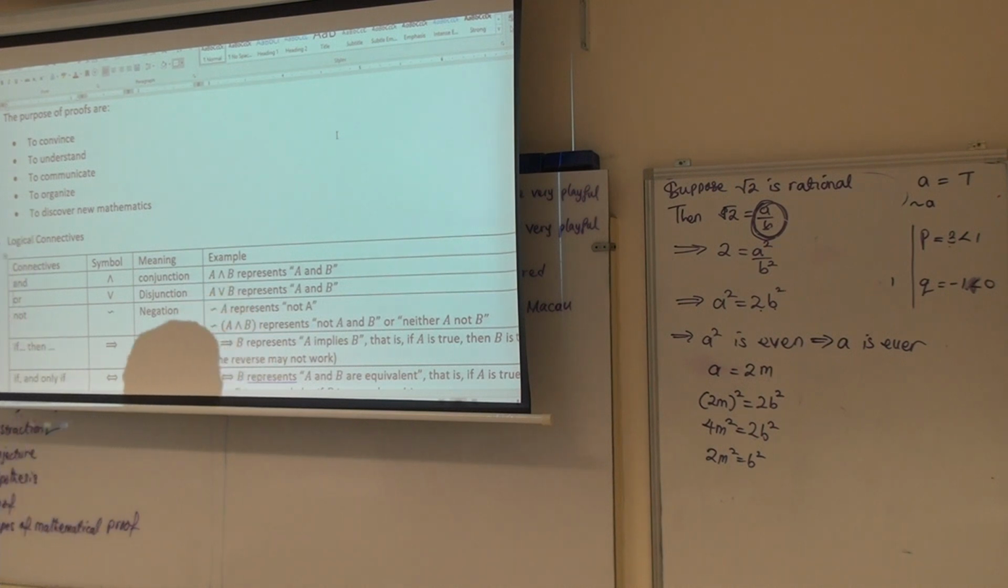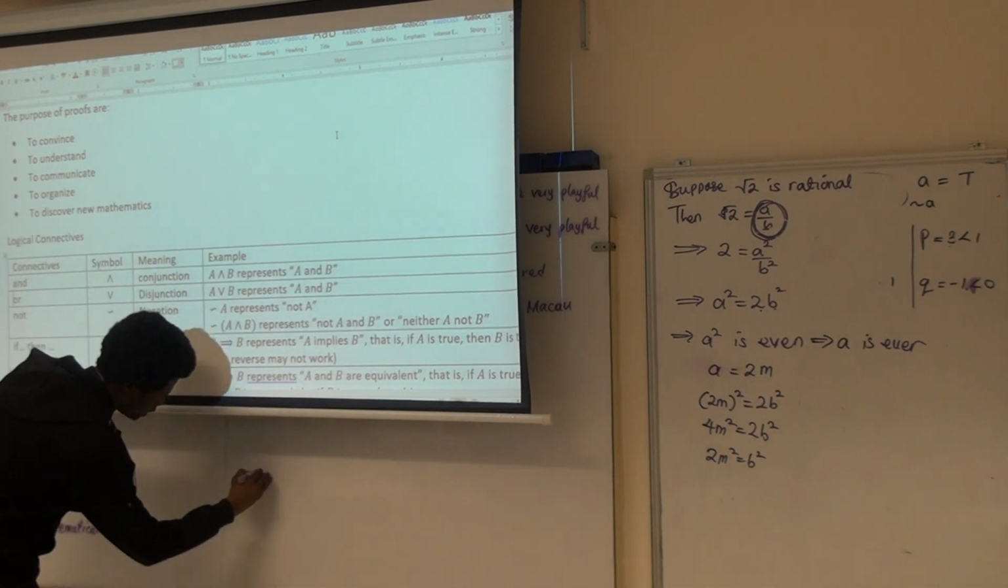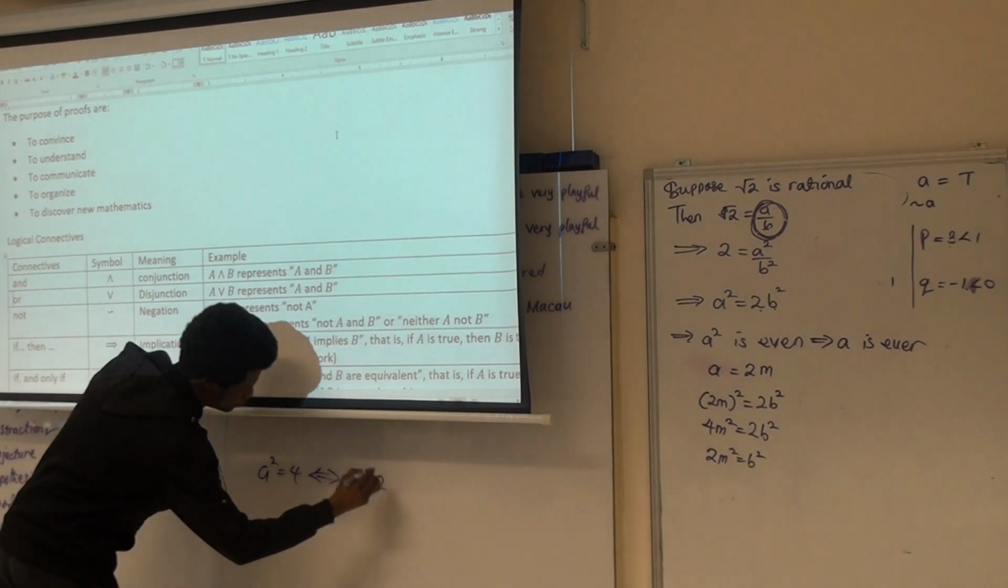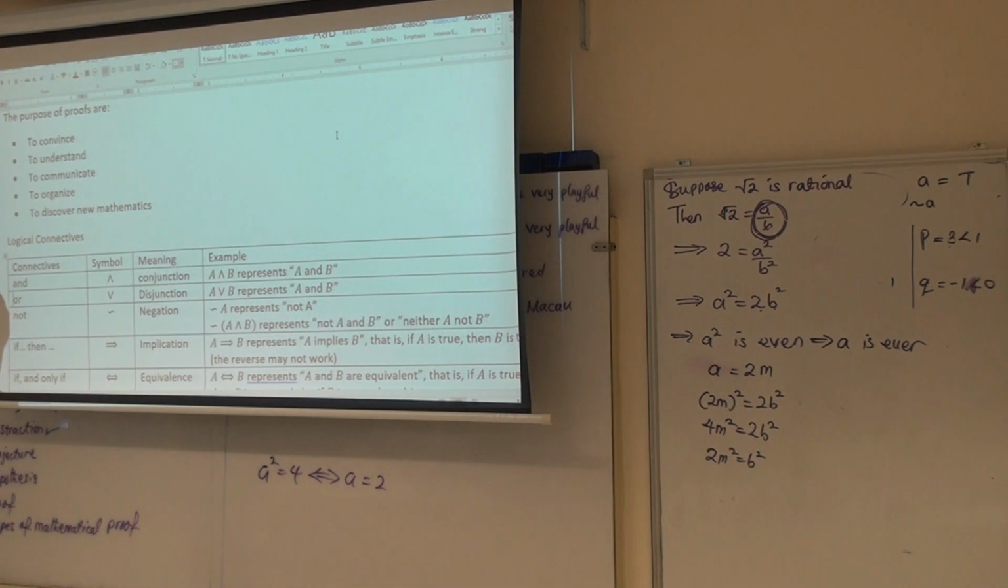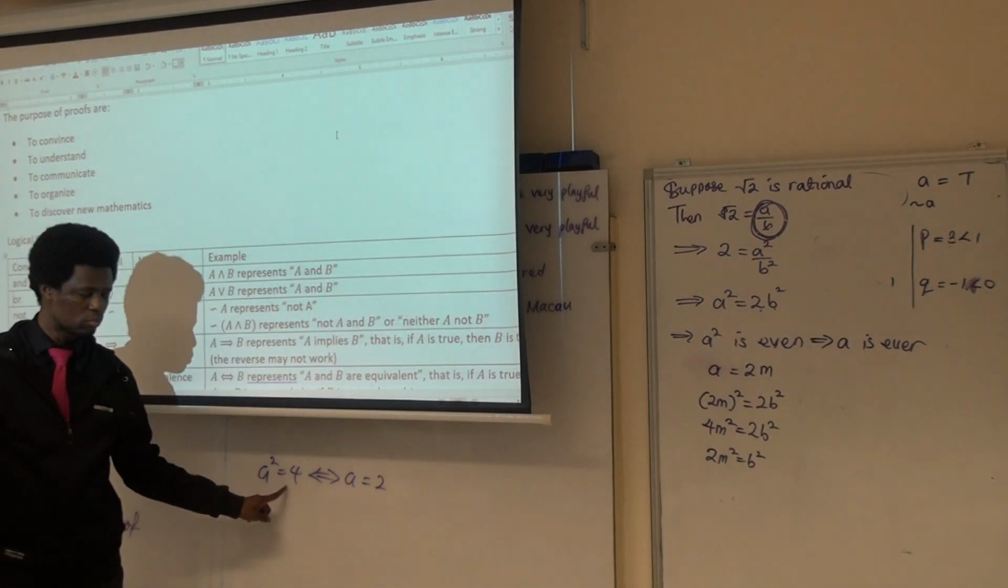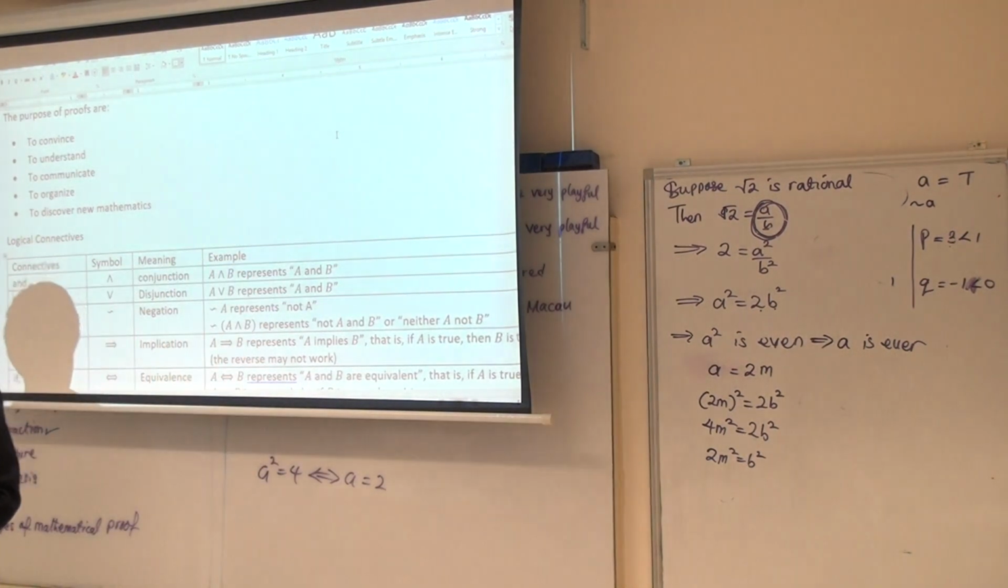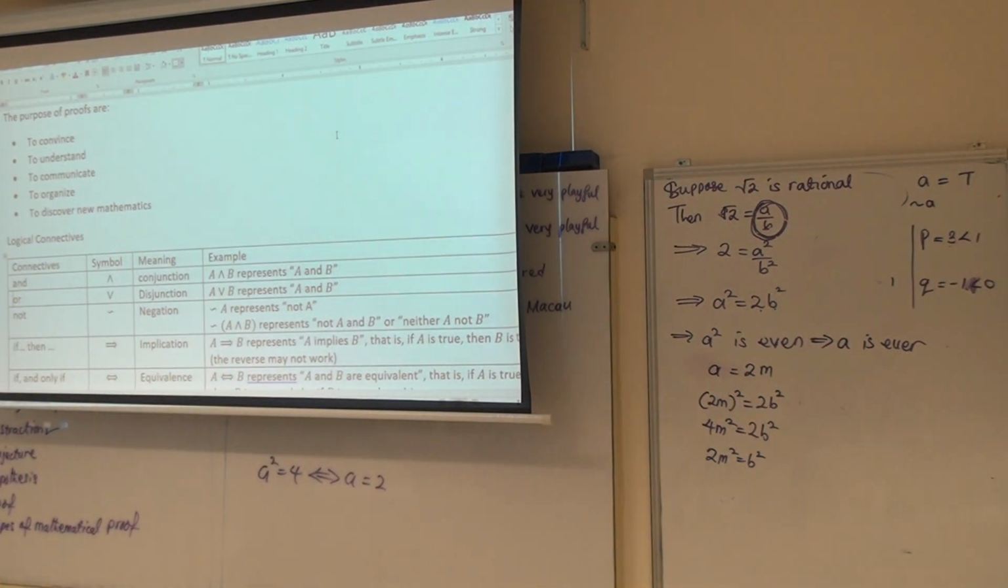Now, what is the point I'm trying to make here? Equivalence simply means both ways are valid. So if A happens, B happens. Let me give an example: A squared equals 4 is equivalent to A equals 2. Because if A squared is 4, A is 2. If A is 2, A squared is 4. Do you understand that? So that's equivalent. We say these two sides are equivalent to each other, and we use if and only if.